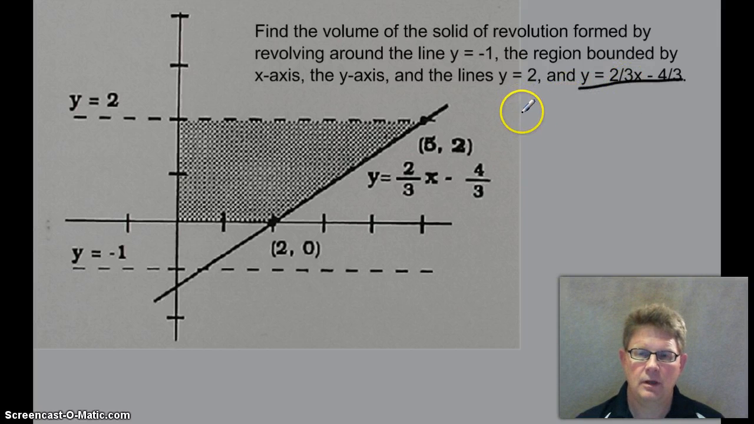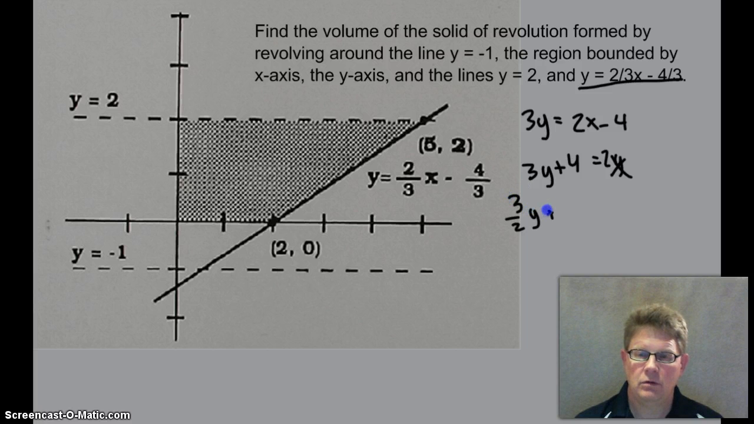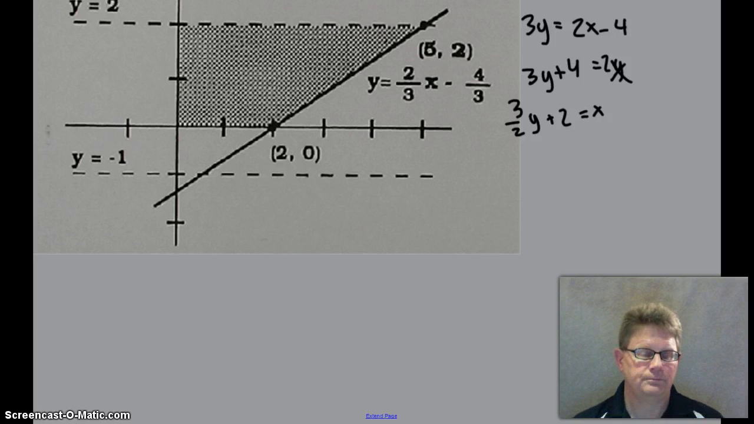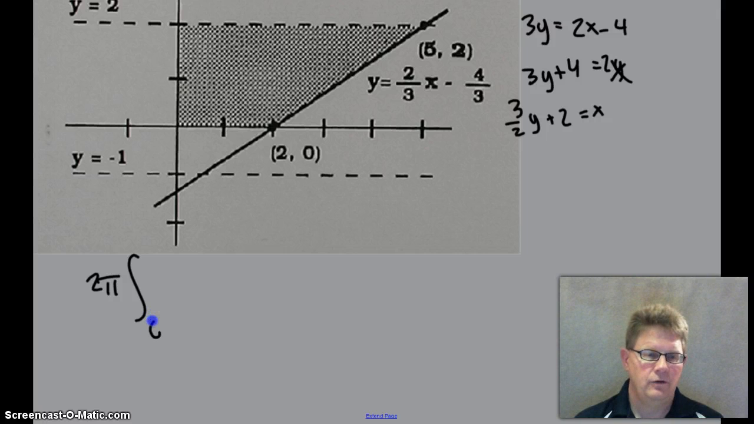Multiply everything by 3, and you got 3y equals 2x minus 4. 3y plus 4 equals 2x. 2x, you idiot. So 3/2 y plus 2 equals x. We are definitely going to need to do that. Alright, so we have 2 pi times the integral from bottom to top, 0 to 2.